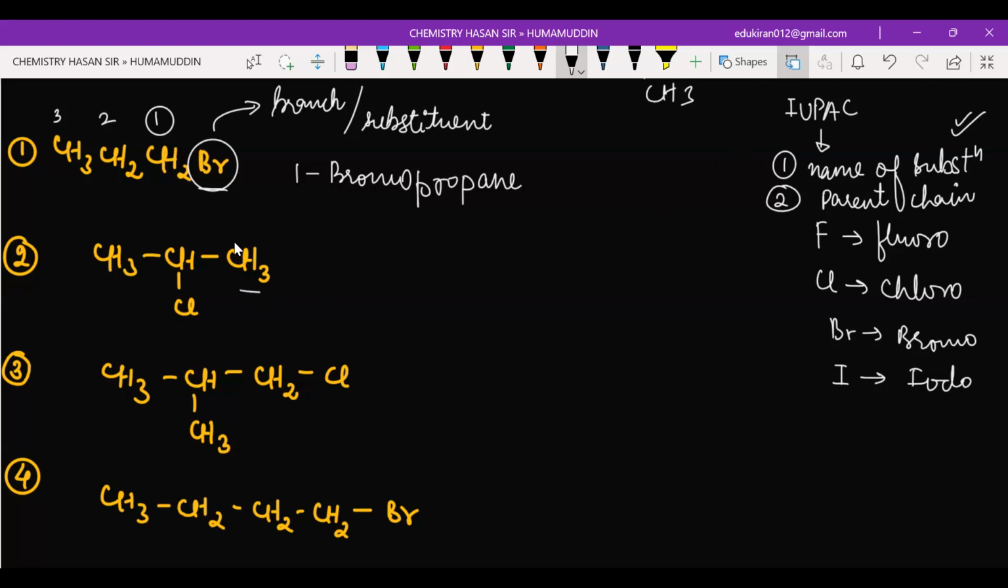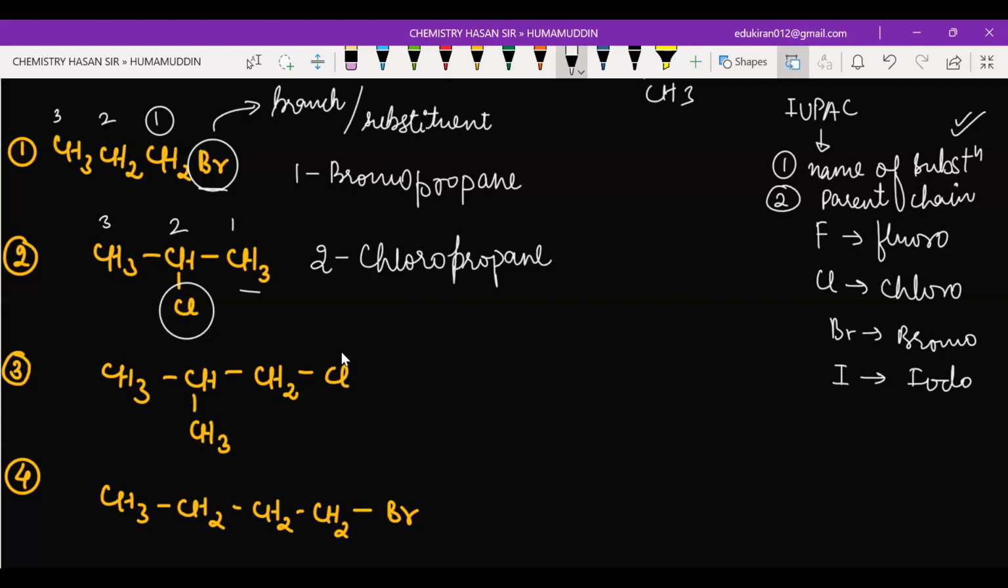Now you are going to number it from 1, 2, 3. You cannot number from the middle directly because you are jumping in between 2 carbon. Either you start from left or right. So 1, 2, 3. Now you can see the branch is at second position. So you write the 2, and since it is Cl, we write 2-chloro. Then jump to the parent chain. How many carbon? 3 carbon. So it will be prop, and all are singly bonded, propane. So its name will be 2-chloropropane. Got it? Yes, sir, got it.